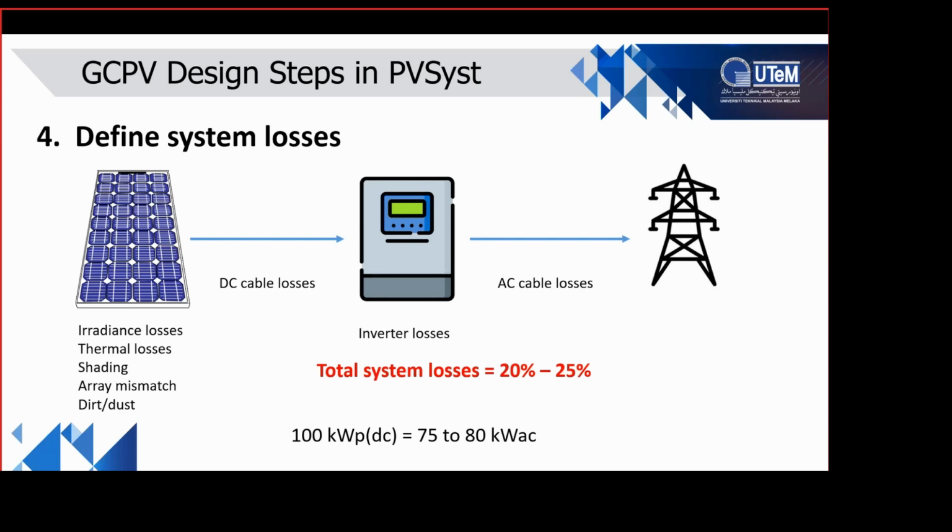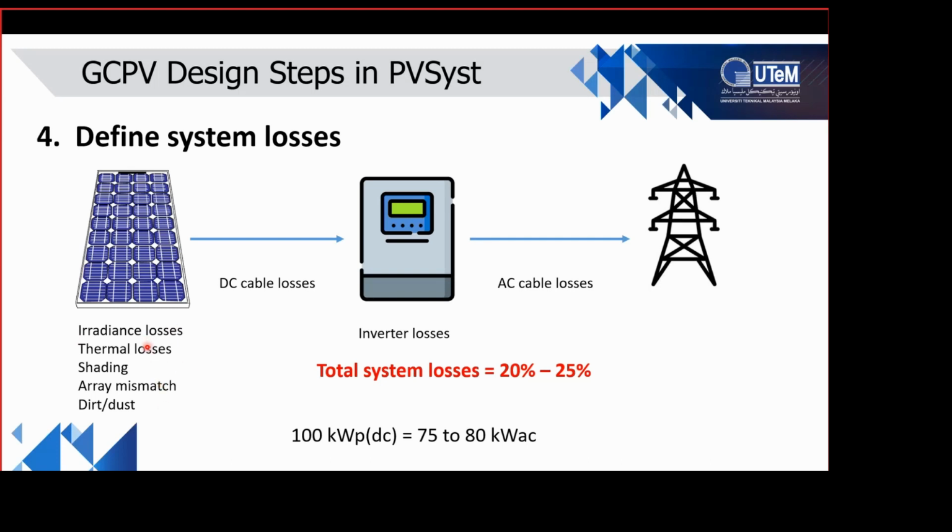From the solar panel, we are going to connect to the inverter, and from the inverter, we are going to connect to the grid. So here are the types of losses that are already going to be experienced by our PV system. Most of the losses will be found here at the PV system itself.